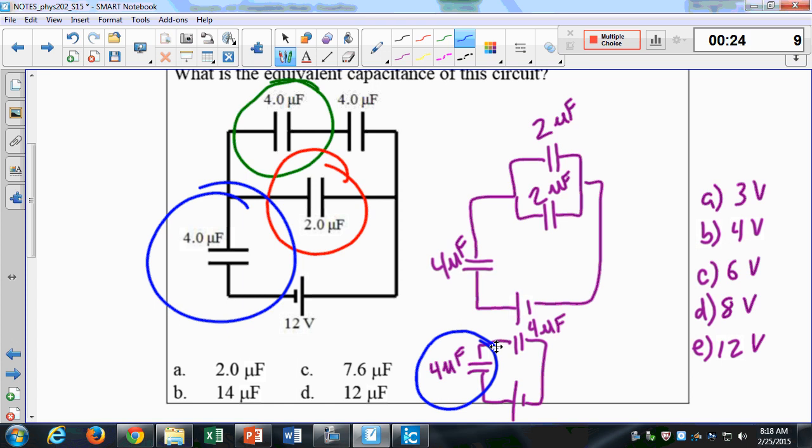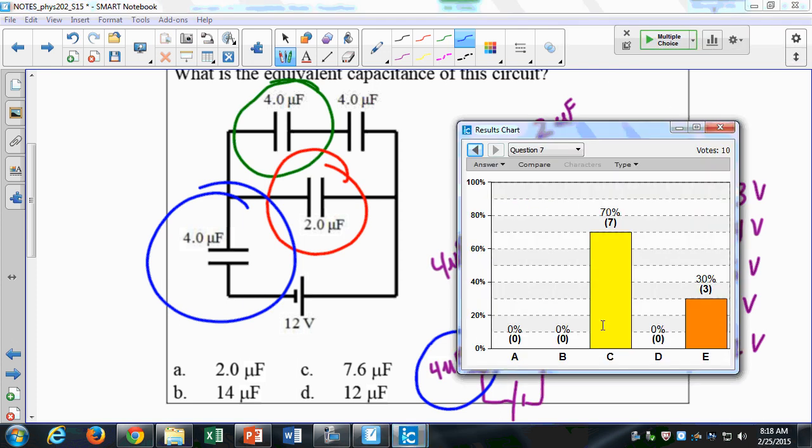All right, just a few more seconds. I'll stop at 30 seconds. 30. Okay, not quite as good this time, but C is the right answer.